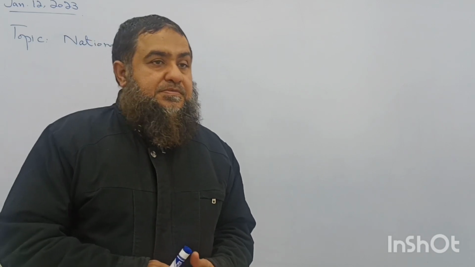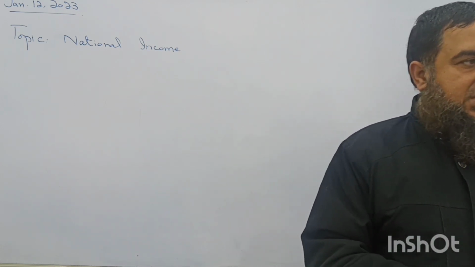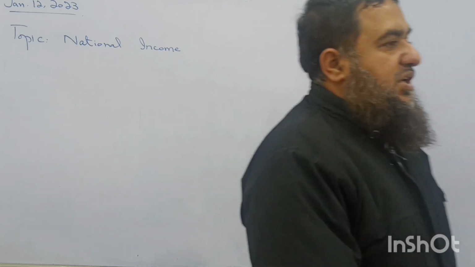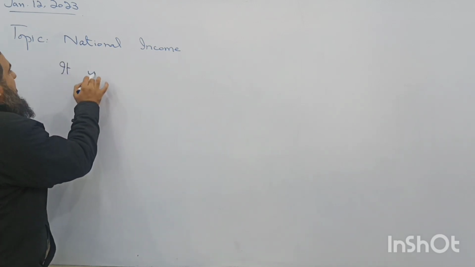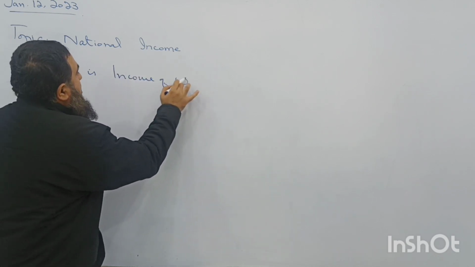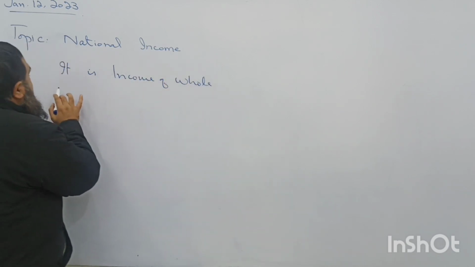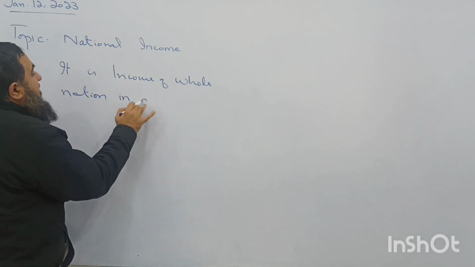The date is determined through the budget allocation, that is, how we are going to allocate budget and tax revenues in the country in one fiscal year. So national income is what? It is the income of the whole nation in a given time period, in a given year.